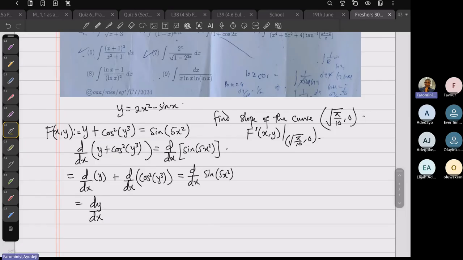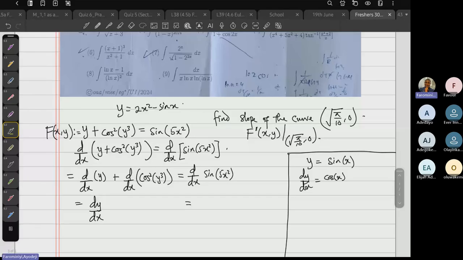And the next term here, let's look at it separately. Ordinarily, let's build it up little by little. Or maybe I should start with the right-hand side. If I have y equals sine x, the differentiation of sine x is just cosine of x.